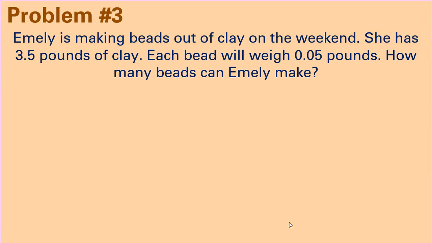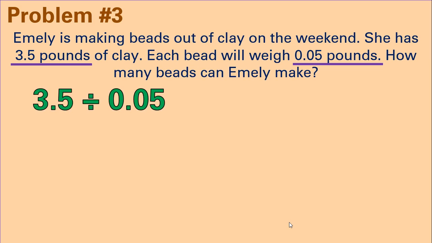All right, now we're going to try another word problem. Emily is making beads out of clay on the weekend. She has 3 and 5/10 pounds of clay. Each bead will weigh pounds. How many beads can Emily make? Well, here she has a total of 3 and 5/10 pounds of clay. Each bead's going to weigh the same amount, which is 500 pounds. So when we're taking a total and sharing it evenly, we know we're dividing. 3 and 5/10 divided by 500.